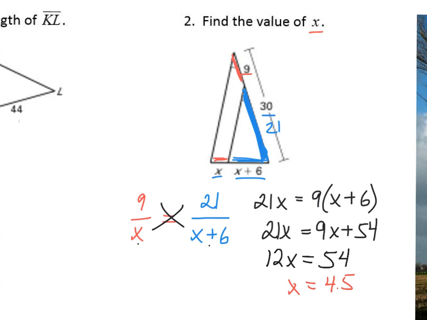So if I go back to my picture now and erase some of this, that shorter side is going to be 4.5, and then here I'm going to have 10.5. Now, as I said, you could always set up your proportion again just to check to make sure you're correct. So we could say 9 over 4.5 equals 21 over 10.5.